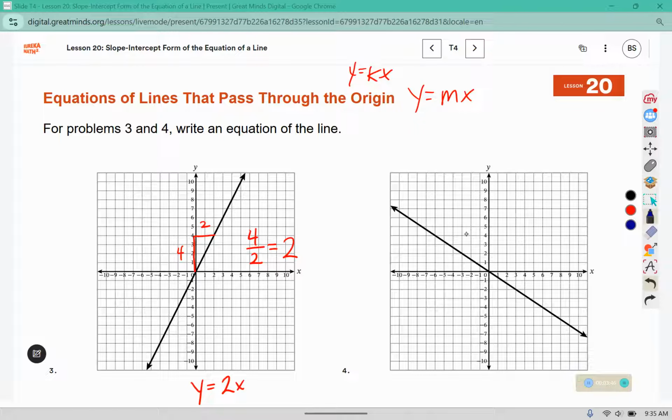This one has a negative slope because it's a falling line. We went down 2 and over 3, so it has a slope of negative 2/3. So the equation will be y equals negative 2/3 x.